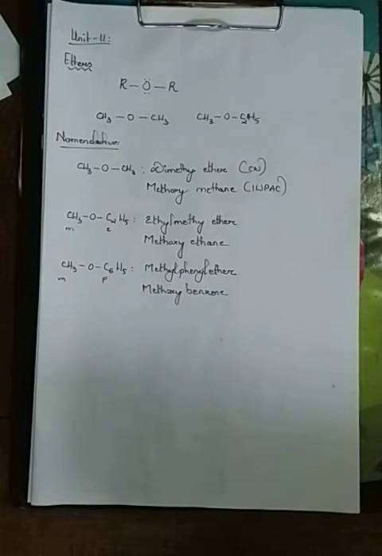Now let's check the preparation methods. The first preparation of ether is from alcohols. How do we obtain ethers from alcohols? Here we will be dehydrating the alcohol to get our ethers. Simple ethers can be prepared by the dehydration of alcohols by using concentrated sulfuric acid, H2SO4, at 413 Kelvin.